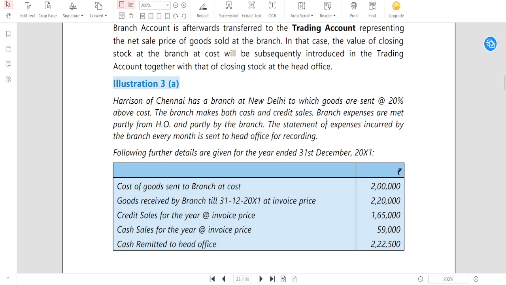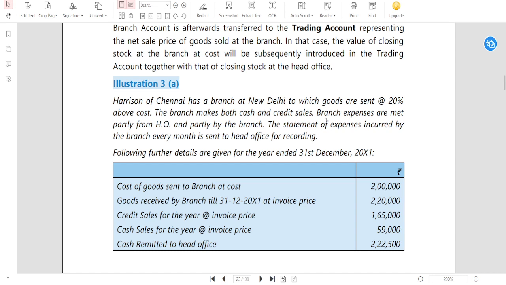Harrison of Chennai has a branch at New Delhi to which goods are sent at the rate 20% above cost. The branch makes both cash and credit sales. Branch expenses are made partly from HO and partly by the branch. The statement of expenses incurred by the branch every month is sent to the HO for recording. I am repeating, guys: whenever any expense is incurred, it should be sent to the HO for the purpose of recording. And the goods have been sent at the rate of 20% profit.